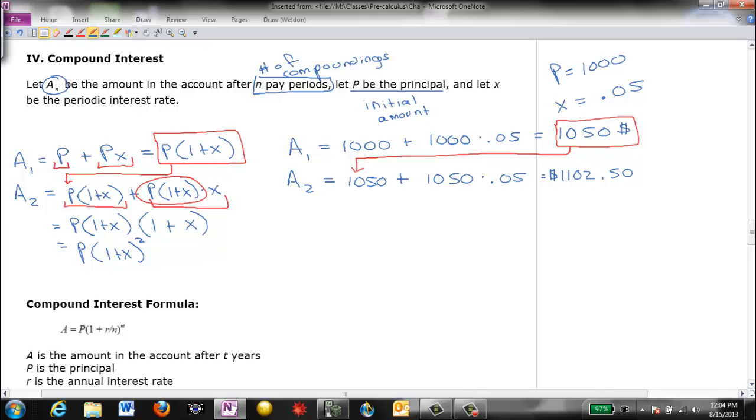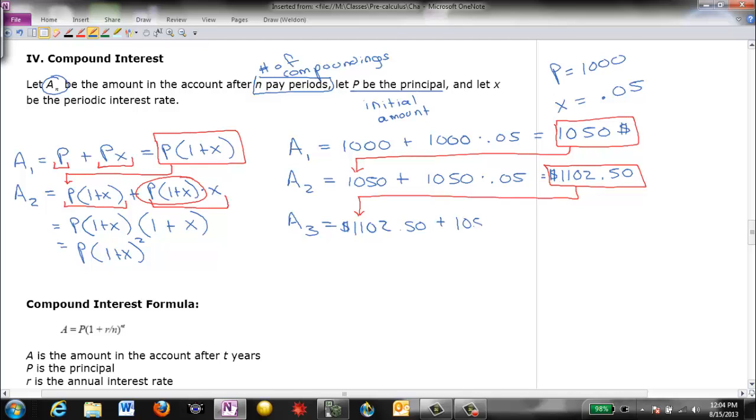Okay. All right, let's compound a third time. So I'm going to go back over to my numerical example over here, and I'm going to compound a third time. So in this case, I have $1,102.50 now, and that's going to become my new principal. There's my new principal, and I'm going to add to it 5% of that, right?